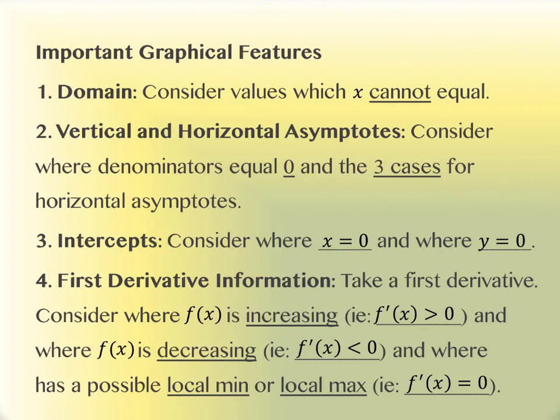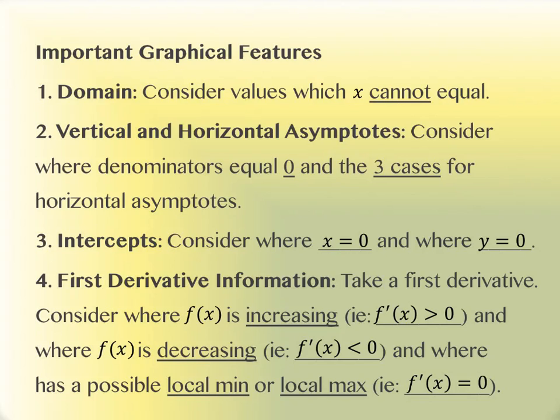When it tells you something like identify important graphical features, there are basically 5 features that we're going to be testing and identifying. First one is the domain. The domain is the x values that you are allowed to have, and you usually decide that by deciding what x values you're not allowed to have. So things like denominators equal to 0 and negatives underneath square roots. Those are our usual culprits.